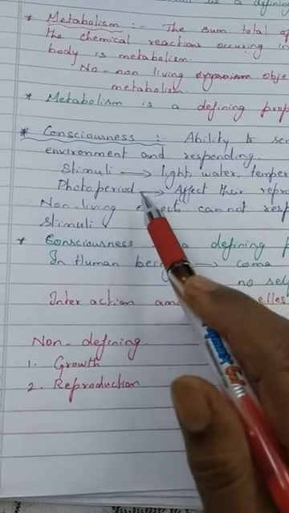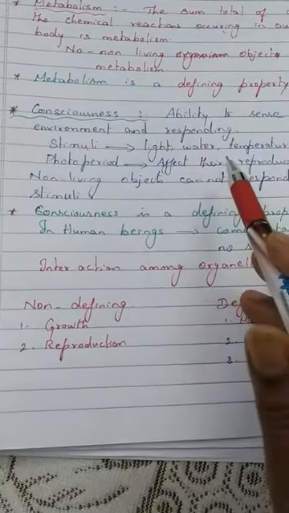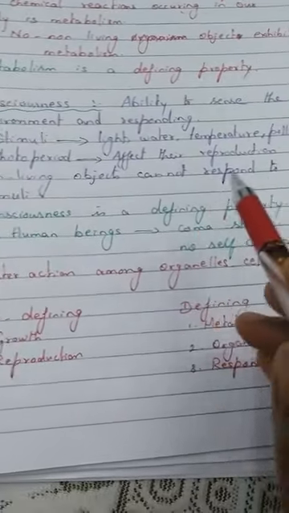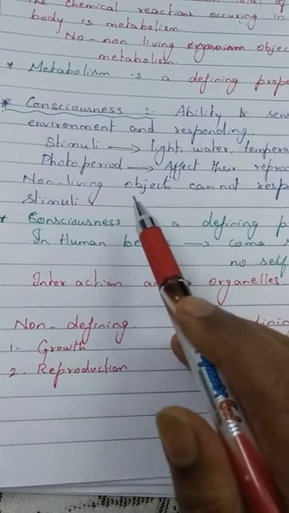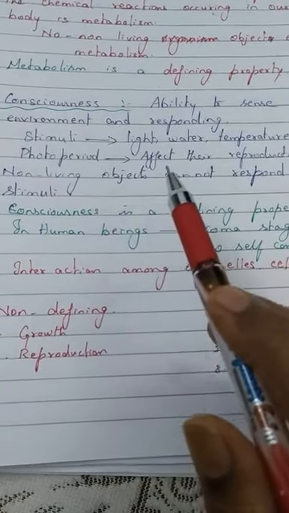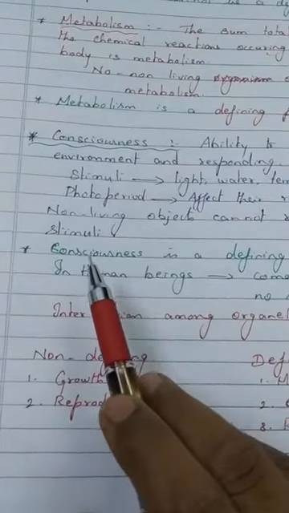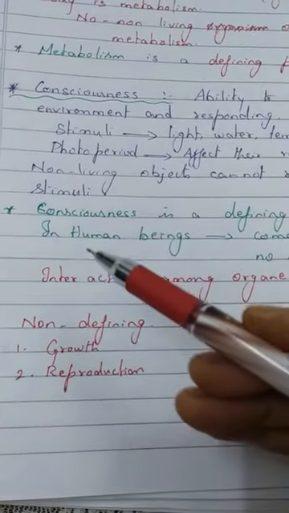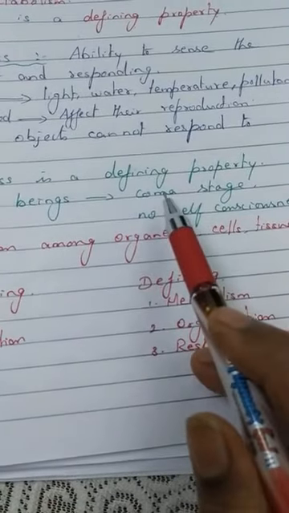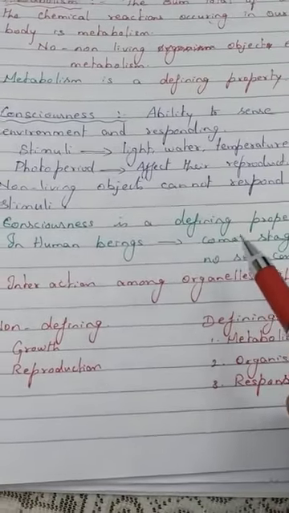So all these stimuli bring about some responses from the living organisms. But no non-living object can respond to stimuli. So consciousness is a defining property. Metabolism is a defining property, and also consciousness is a defining property.